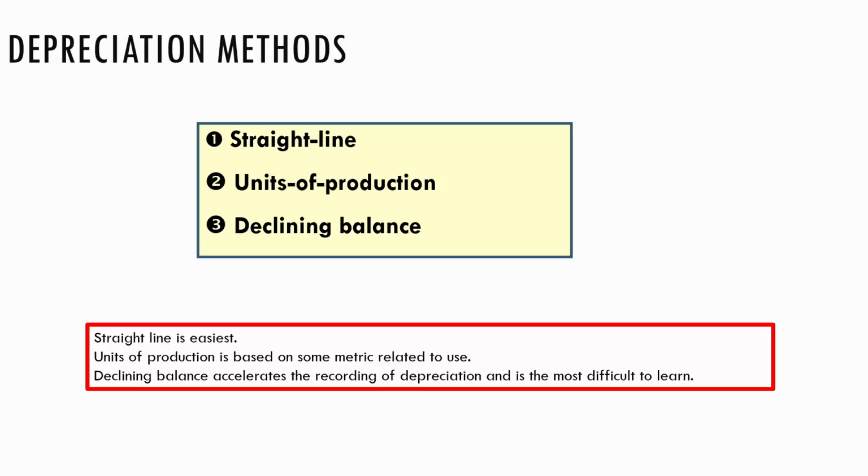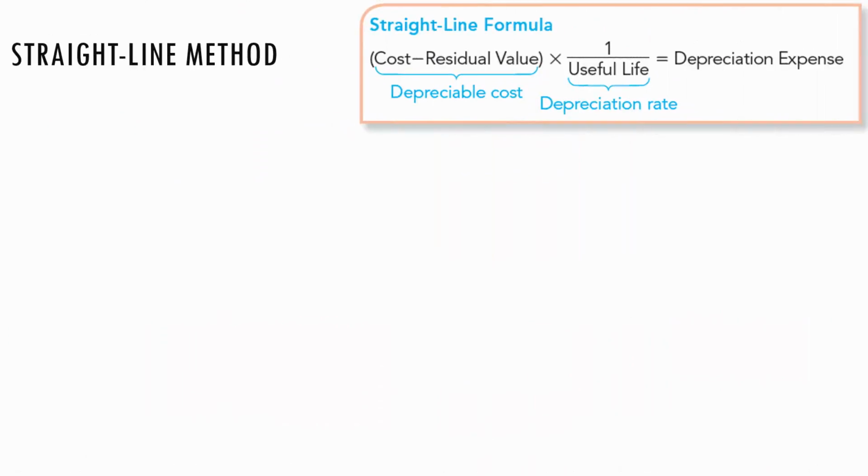The one that you're going to have the most difficulty with is going to be the declining balance method. It is by far the hardest to learn. If you find it challenging, this is fairly typical. Straight line, though, is very easy.